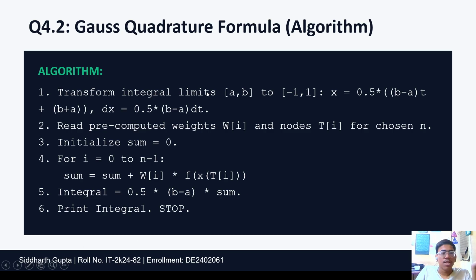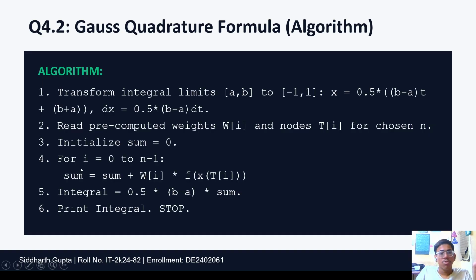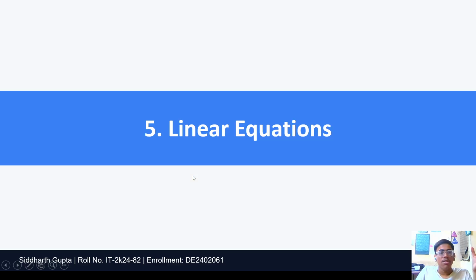So this is the general algorithm for Gaussian quadrature formula. The time complexity, as you can see, there is only one for loop from I is equal to 0 to n. So time complexity will be big O of n, and space complexity will also be big O of n. Next, coming to question number 5.